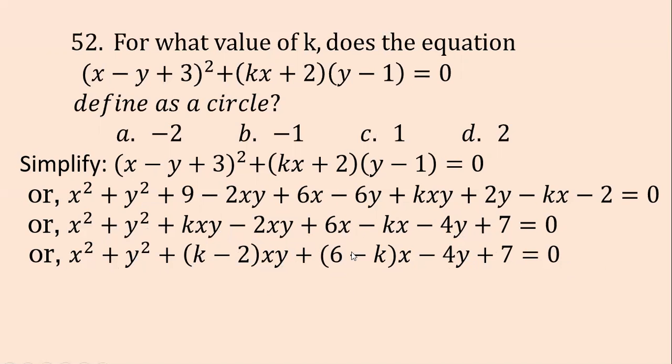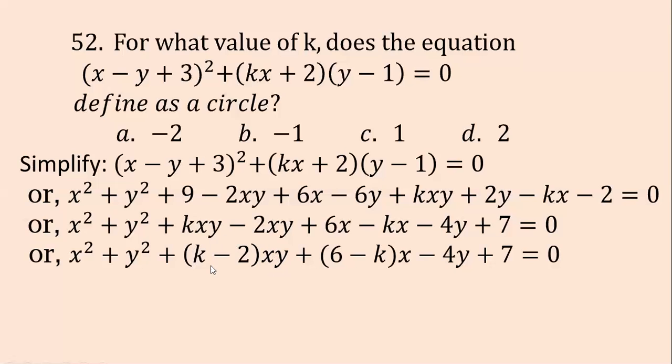Okay, so can you remember what we discussed about the general equation of a circle? Yes, I'm telling it. The coefficients of x square and y square must be the same. So there is no problem as it is the same. Now there should not be any term involving xy. This xy should not be here if we want to define this equation as a circle. So this xy term should be omitted.